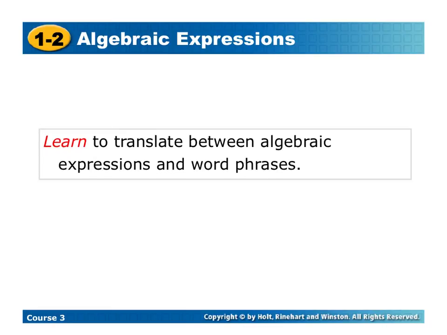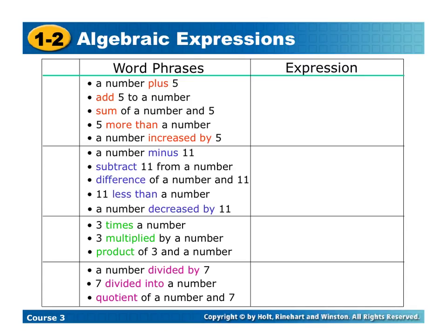The reason we were reviewing these is because today we're focusing on translating between algebraic expressions and word phrases. So first we're going to start with sums. Any of these word phrases are something that you might see in place of addition. So a number plus 5, add 5 to a number, the sum, 5 more than, a number increased. They would all be your variable, I'm going to use n in place of number, plus 5.